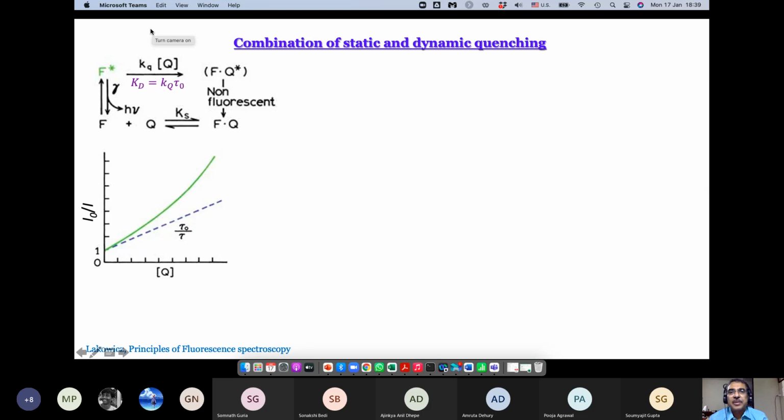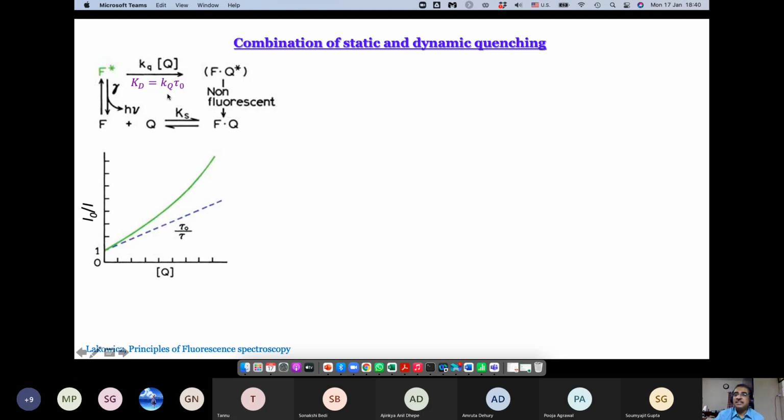All right. So now we have said that many times we have a combination of static and dynamic quenching. What that means is shown nicely in this figure. Part of the fluorophores are engaged in forming complexes with quenchers, but there are free fluorophores as well that get excited, and other quencher molecules come and quench them. And then this fraction can get dynamically quenched as well. And as we know, this Kd is given by Kq multiplied by tau 0.